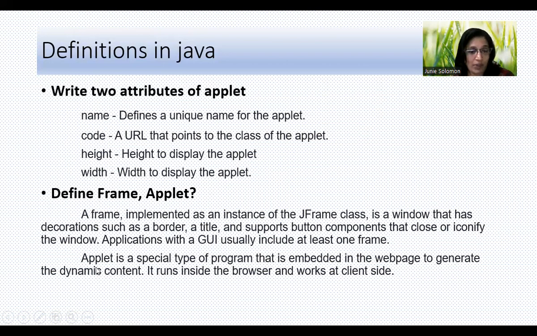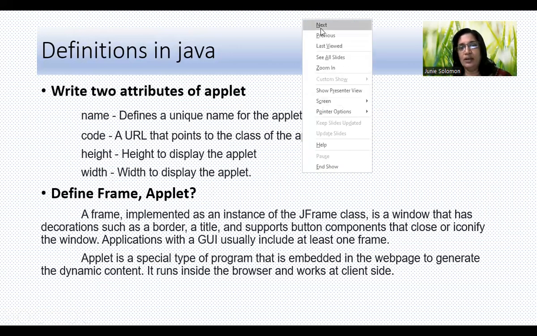Now, applet. An applet is a specific type of program that is embedded in a web page to generate dynamic content. It runs inside the browser and works on the client side. So an applet normally works in browsers, like Chrome and IE. An applet has an embedded browser called the applet viewer. So an applet runs in the browser so that people don't need any application, they can use it through the browser. So that is frame and applet.